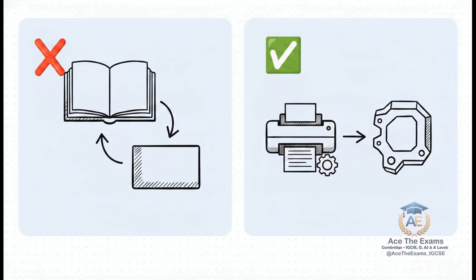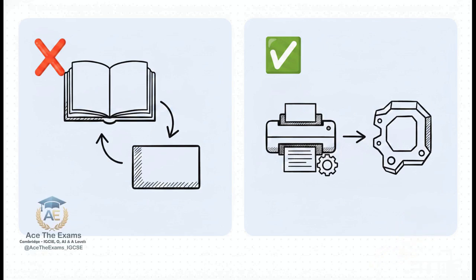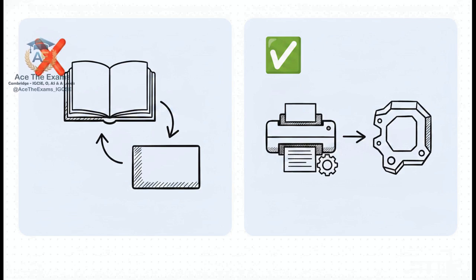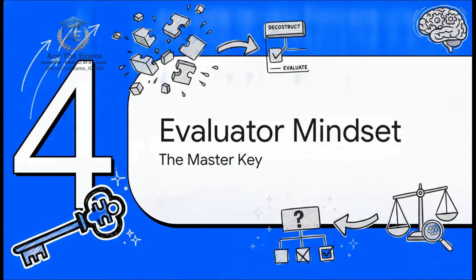Always link every single point you make to the specific context given in the question. If they give you a scenario about a printer queue or a specific memory function, your answer must speak directly to that scenario, using the variables and names provided in the text, not just reciting textbook definitions. Context is everything. Which brings us to Section 4, the evaluator's mindset.